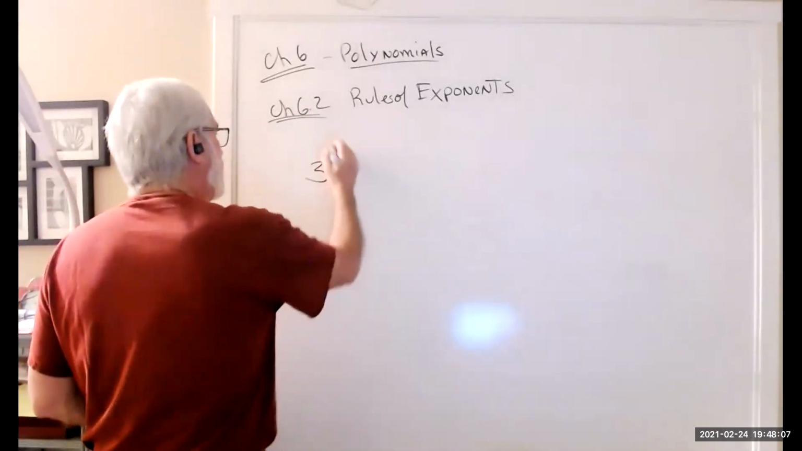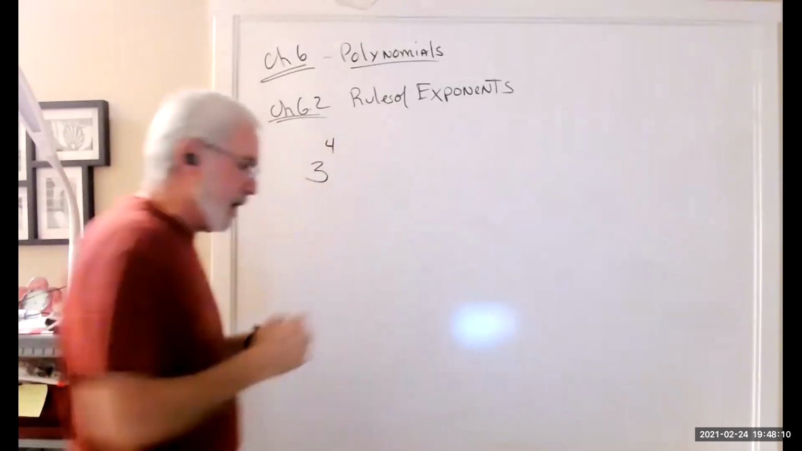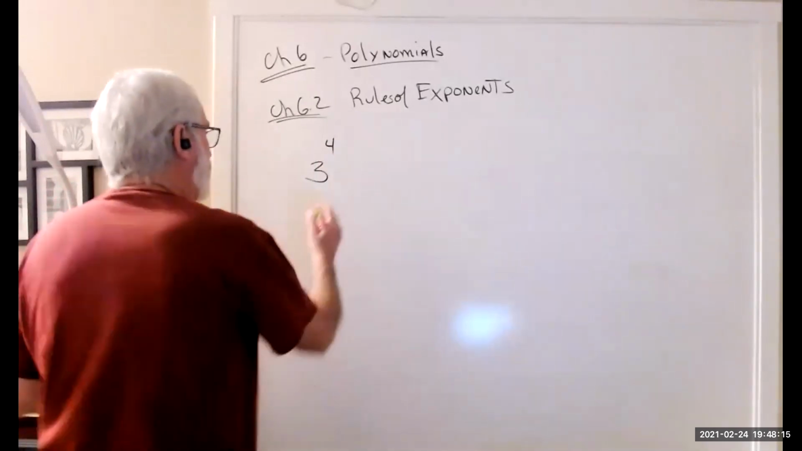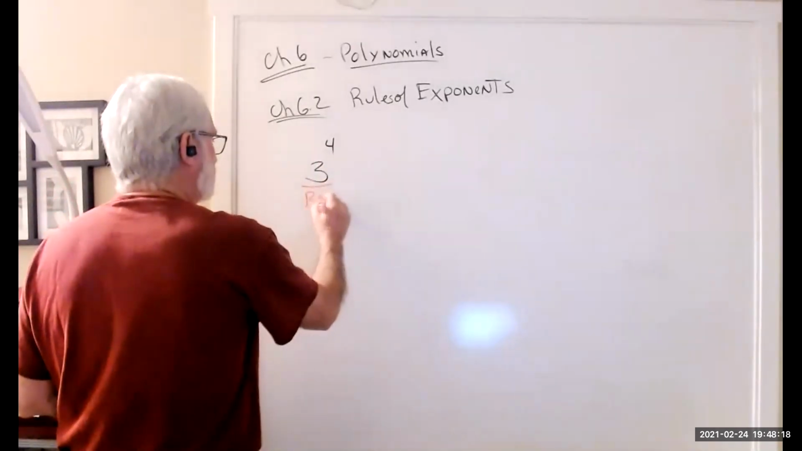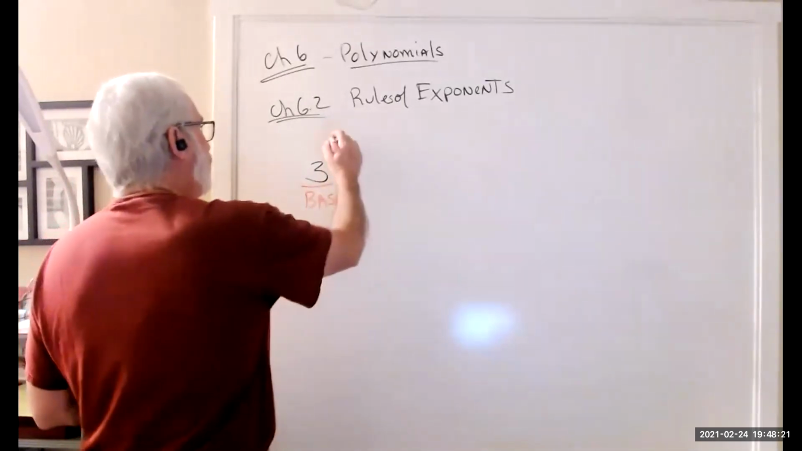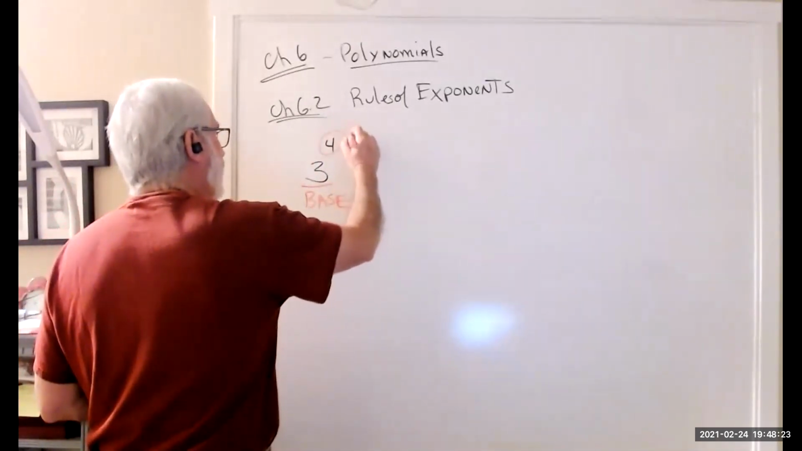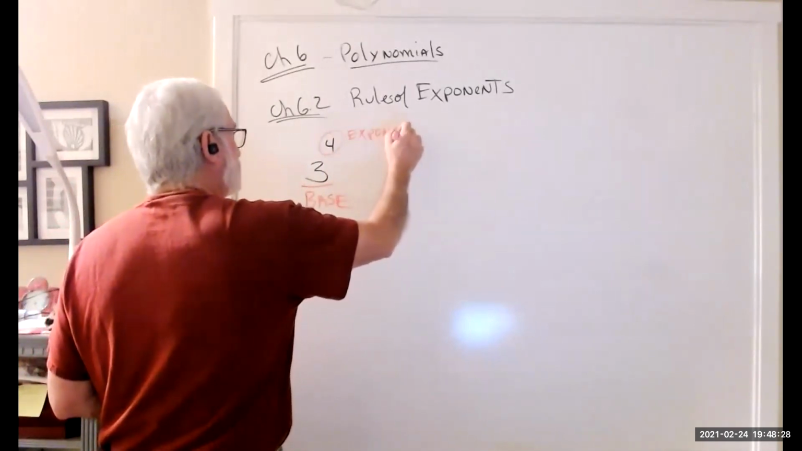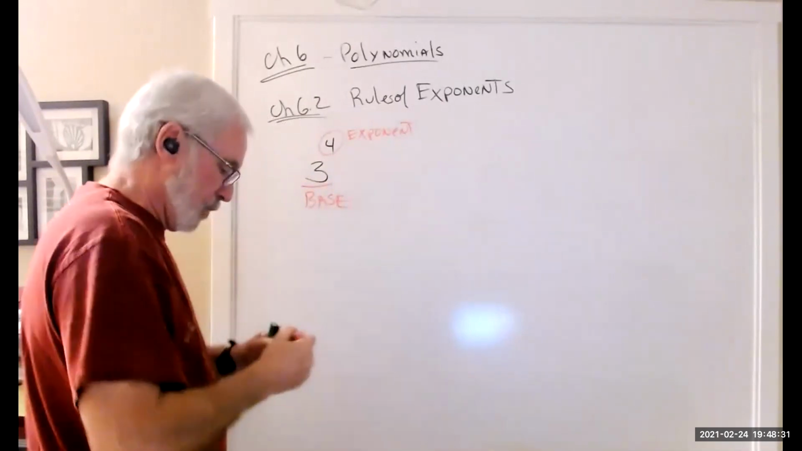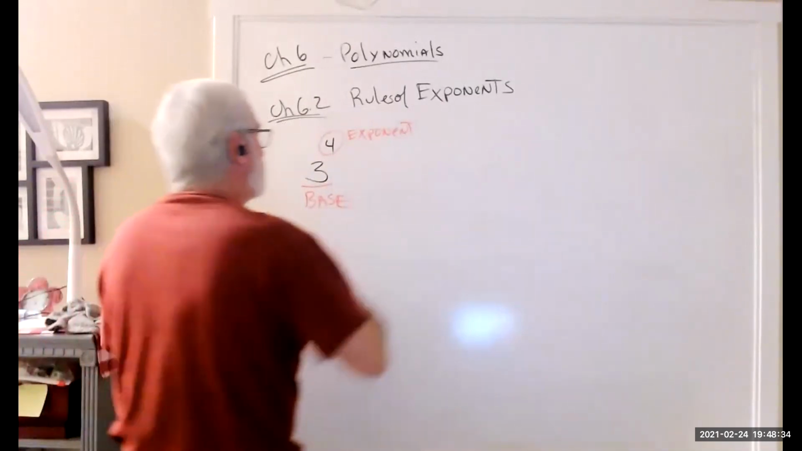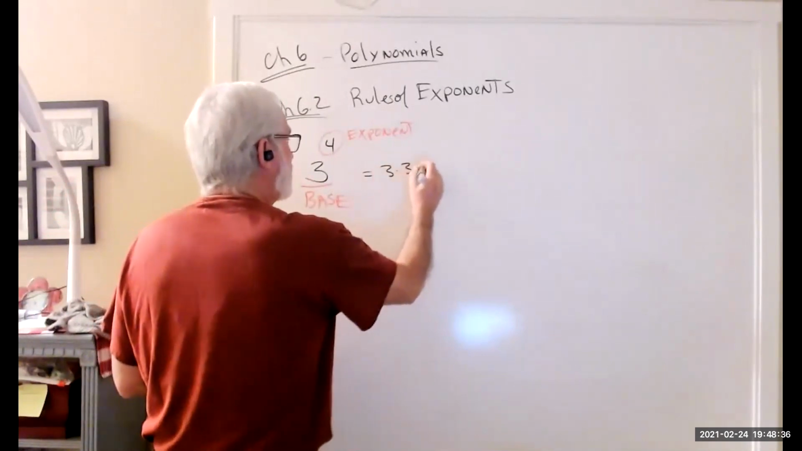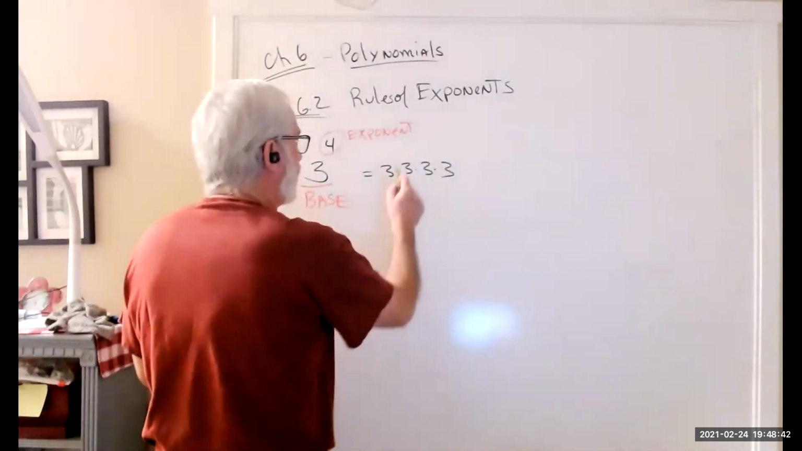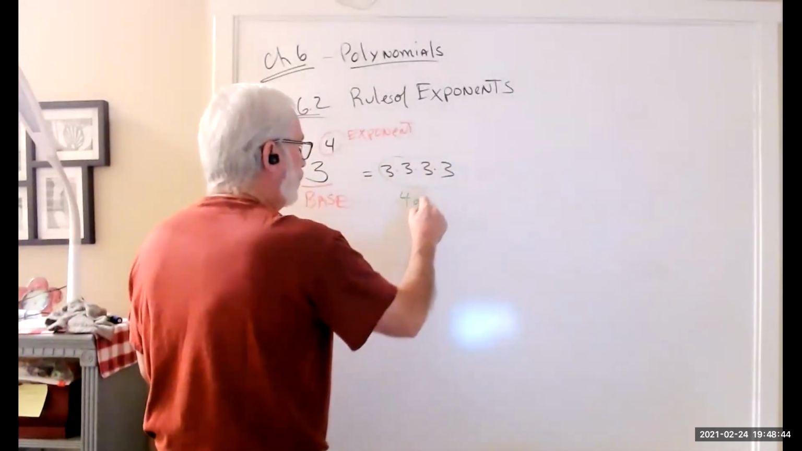When we go 3 to the 4th power, we do need some vocabulary. 3 is called the base. And 4 is either called the power or the exponent. That's the vocabulary. What does it mean? It means 3 times 3 times 3 times 3. Okay, a total of 4 times. There's 4 of these.